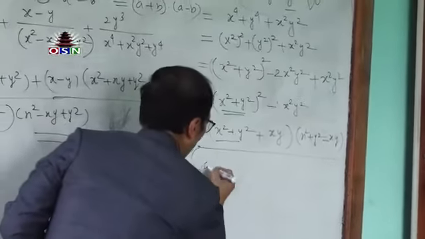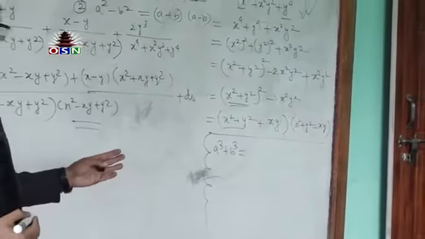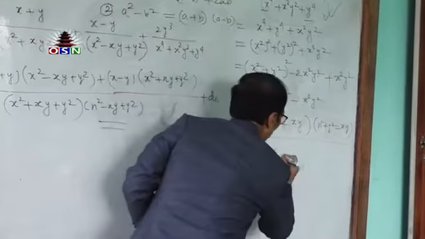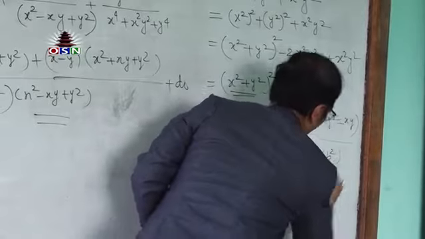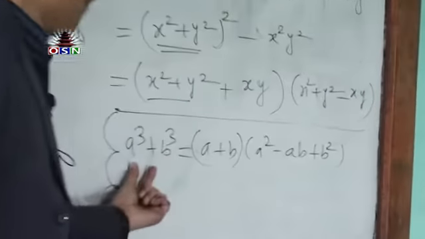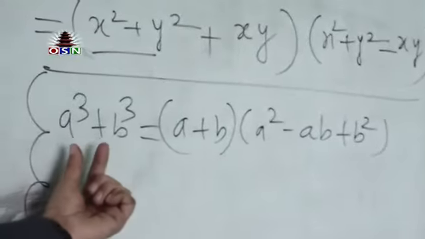Could you tell me what is the formula for a cube plus b cube? We do know very well that it is (a plus b) into (a square minus ab plus b square). This is the formula for a cube plus b cube. That means when we multiply these two, we will get this one.